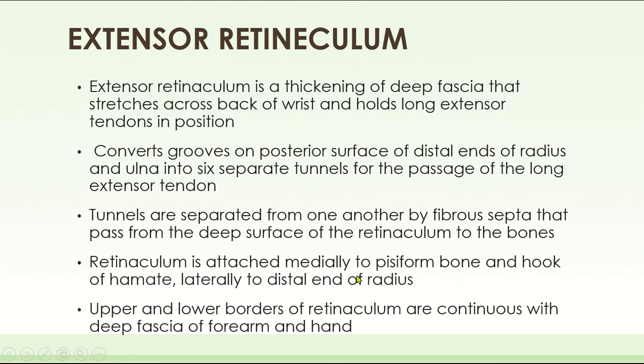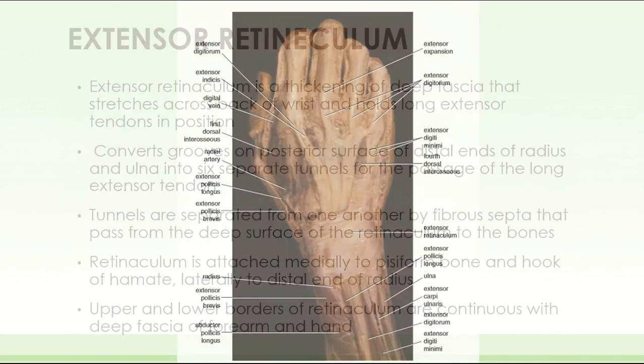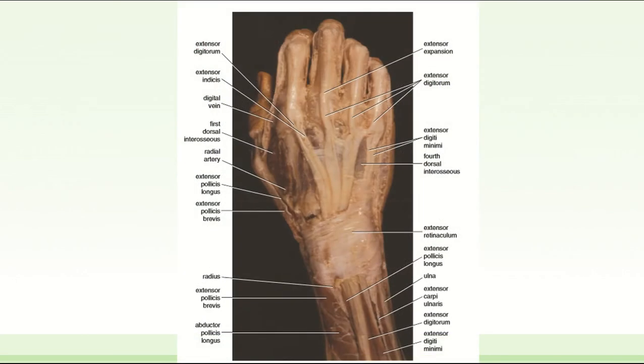Retinaculum is attached medially to the pisiform bone and hook of hamate and laterally to the distal end of radius. The upper and lower borders of retinaculum are continuous with the deep fascia of forearm and hand. So in this diagram we can see this is extensor retinaculum shown here. It is attached medially to the pisiform bone and hook of hamate, and on the lateral side it is attached with the distal end of radius. And so it holds the extensor tendons in position.